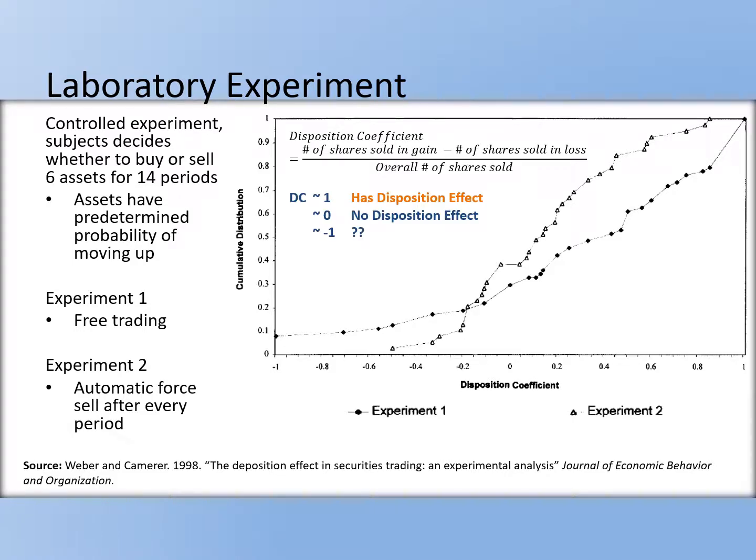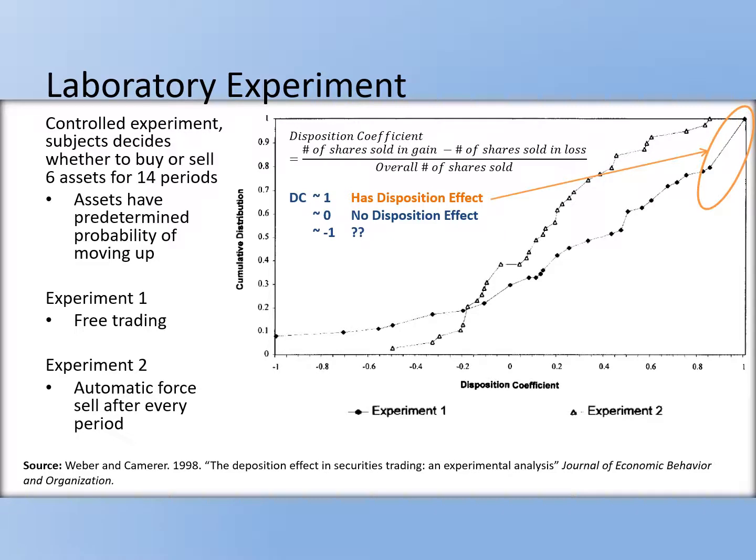So what do we see? Once again, 1 means has disposition effect. 0 means no disposition effect. -1 means you always sell, never buy. We don't know what that means. This is a cumulative distribution, so you're looking for a vertical part, because vertical means that there is a lot of mass of people in that region.